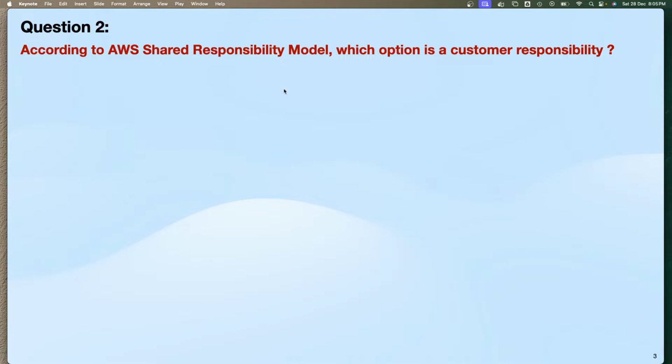The only thing that you as a customer can control is the access. Using IAM roles and access permissions, you can control your DynamoDB tables. So the right answer here is B, access controls.